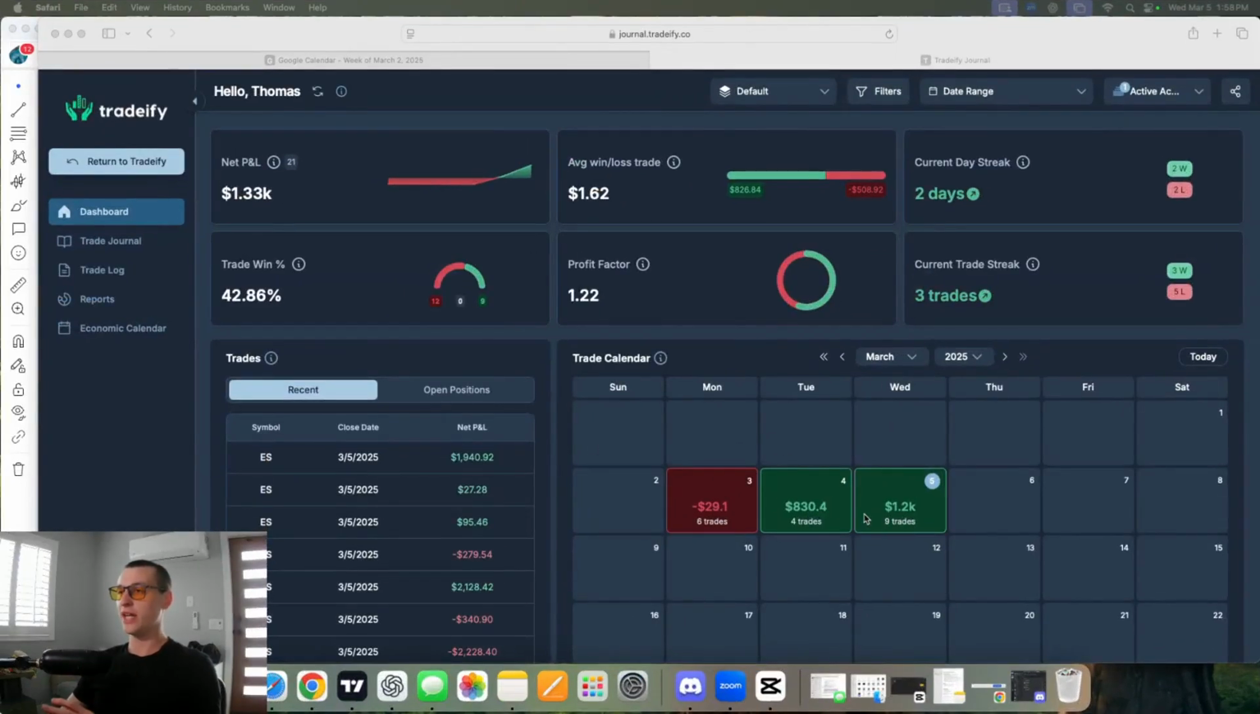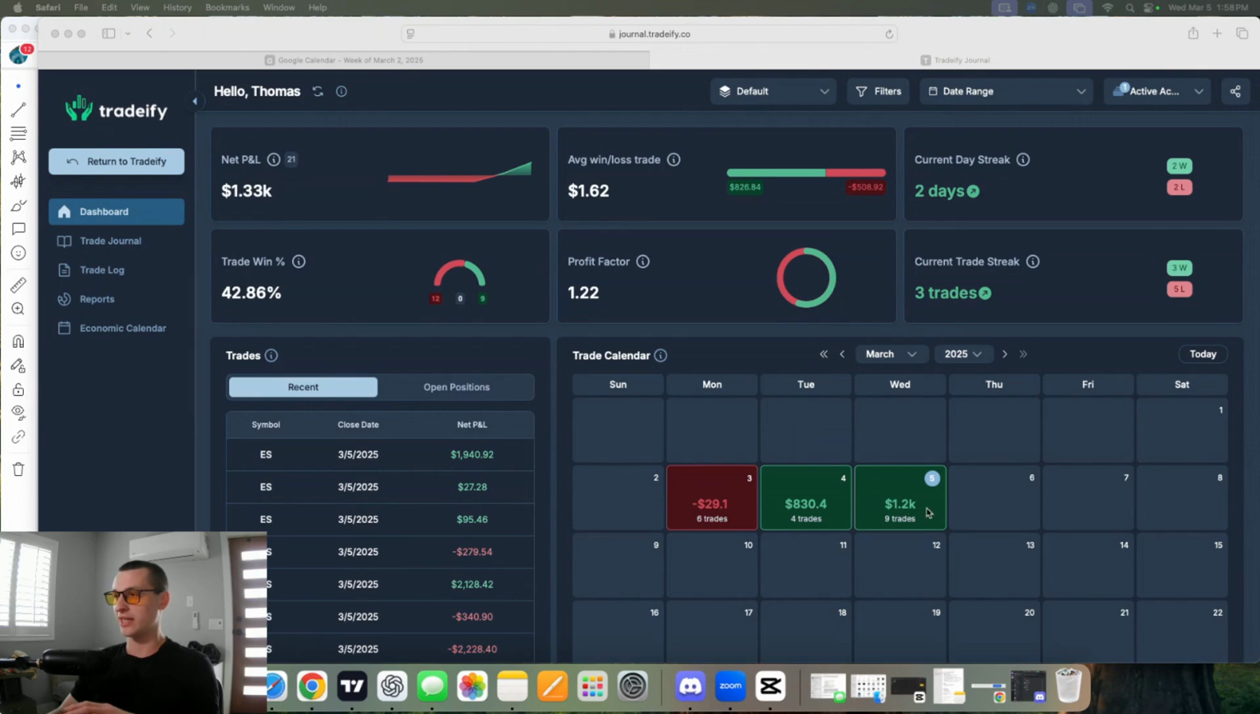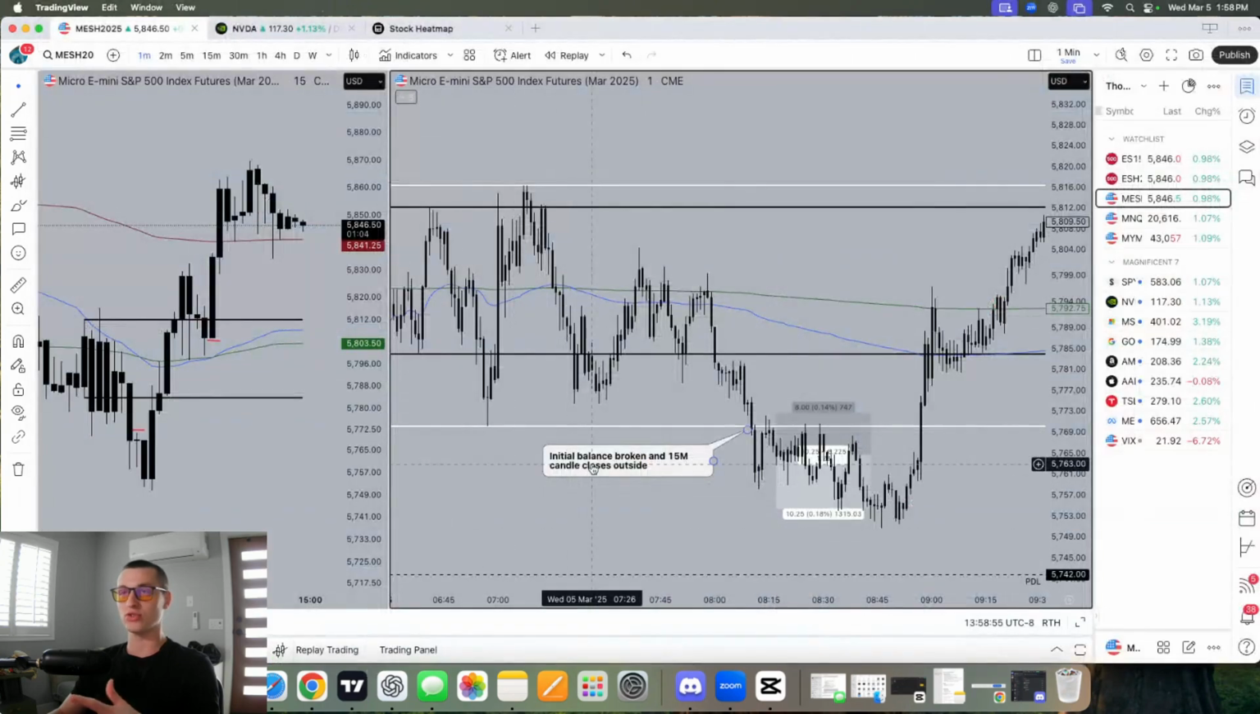So I'm up 2K this week on my 150K Tradeify account. You can see today I ended net 1.2K, and that was across a few trades. So that's what I want to break down here.